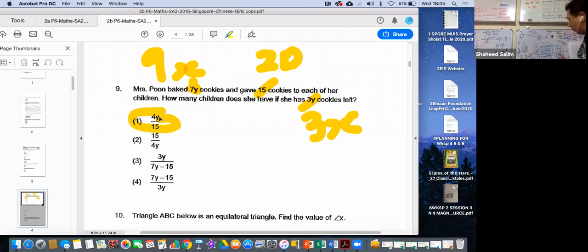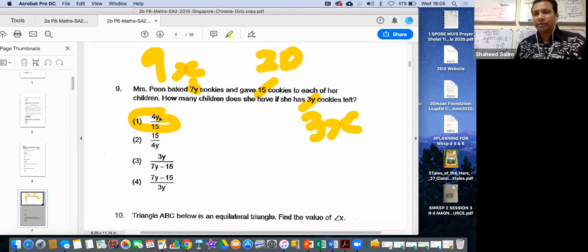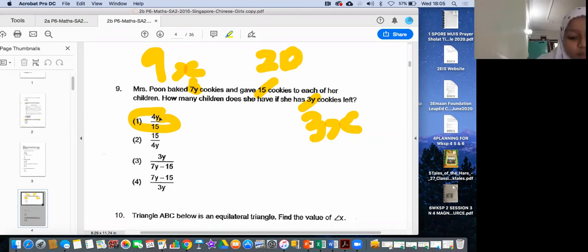4y divided by 15. So you and Zahira got correct, I think. Correct? I do not know whether it's by luck or not. This will tell me whether it's by luck or not. Answer is 6x over 20. Is the answer here? No, the answer is not here.